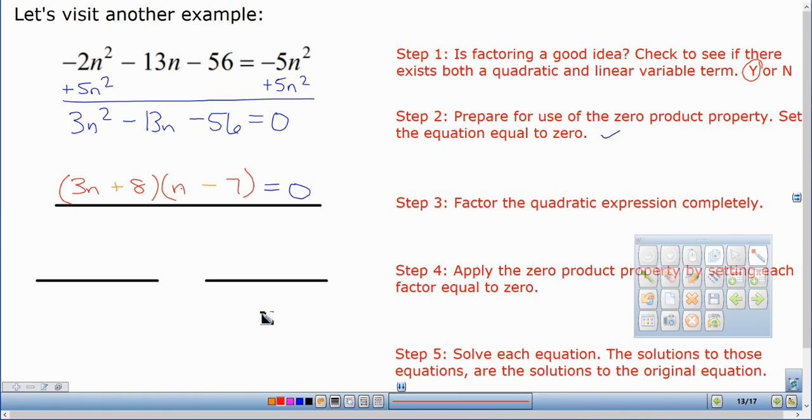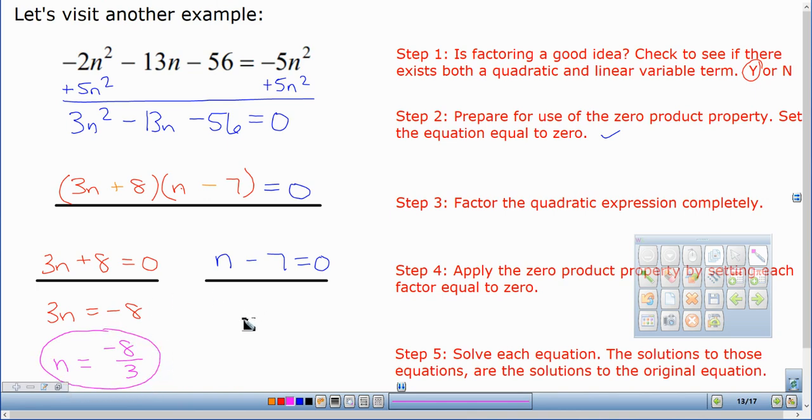Once I have it factored, it's really pretty simple. You're going to take each of those factors and set them equal to 0. And then you just solve those two equations. And there could be more if there were more factors. Subtract the 8. So now you have 3n equals negative 8. And then divide by 3. n equals negative 8 thirds. So sometimes it's a fraction. Sometimes it's not. Like this one will not be, because I'll add 7 and I'll get n equals 7. And those are the two answers for this equation.